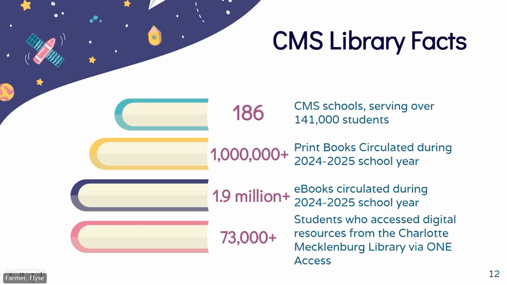So a few facts. Many of you may know some of these already. We have 186 schools in CMS, and we serve over 141,000 students. Last year, our CMS libraries had over 1 million print circulations. We also offer an ebook platform that we'll talk about more. We circulated almost 2 million ebooks in the 2024-2025 school year. And then through our partnership with the Charlotte-Mecklenburg Library that we call One Access, our students accessed the virtual digital resources of the public library, and we had over 73,000 of our students take advantage of that last year.